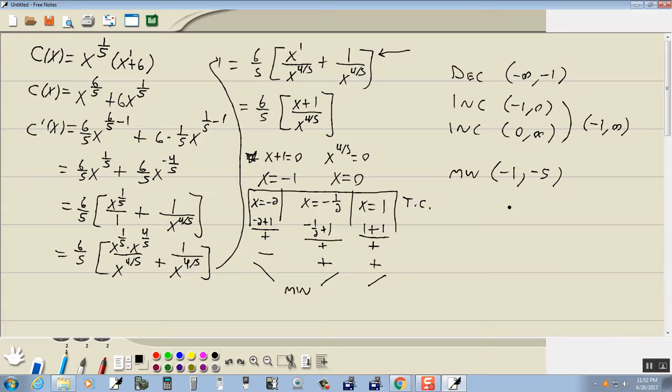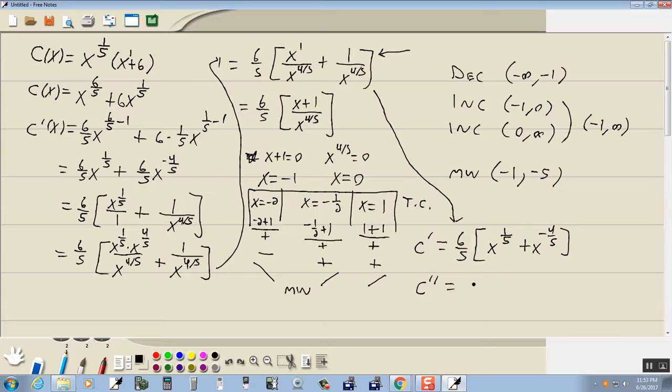Now to find our inflection points, the concavity, and so forth, we would need to find the second derivative. And this is what we want to work with here. We got 6/5 out in front, x to the first over x to the 4/5. You subtract, this is 5 over 5, so that would give me x to the 1/5, plus x to the negative 4/5. Now that's our first derivative.